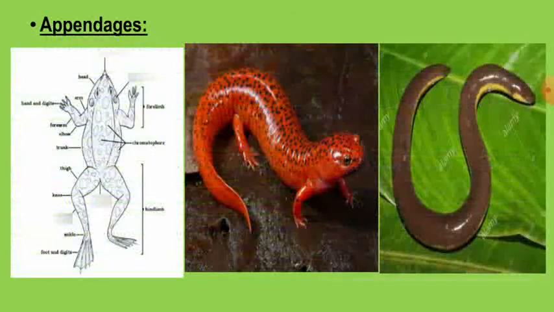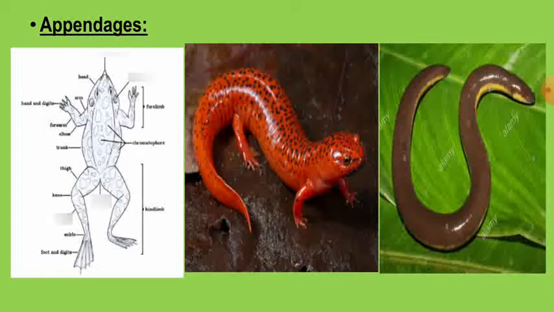Next is appendages. Most forms have two pairs of pentadactyl limbs. You already know the amphibians are included in the superclass Tetrapoda. Tetrapoda includes vertebrates with two pairs of pentadactyl limbs, adapted for a terrestrial mode of life. Most forms have two pairs of pentadactyl limbs with 4 to 5 or fewer digits.